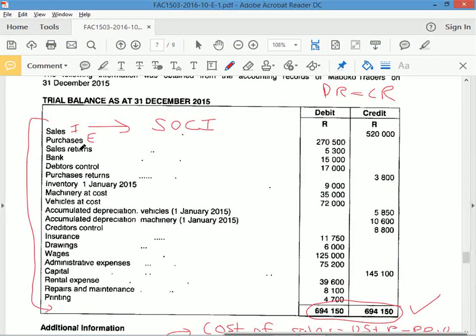Bank, what is bank? Bank is an asset, I don't need it. Debtors control?